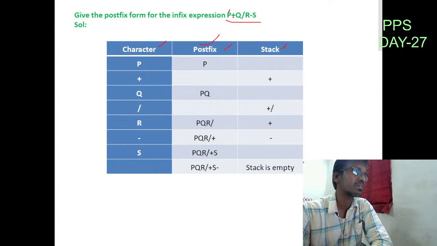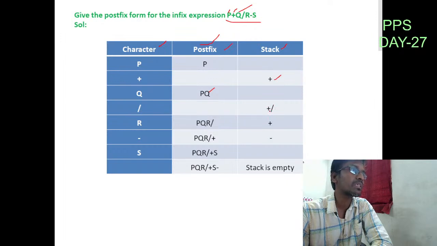The next character is plus. It is a symbol, or an operator. If it is an operator, then you have to push that operator into the stack. The next one, Q, is a character, so you push it into the postfix expression. Next, I got the division symbol. It is an operator, so I need to push it into the stack. Now the stack contains two symbols, plus and the division operator.